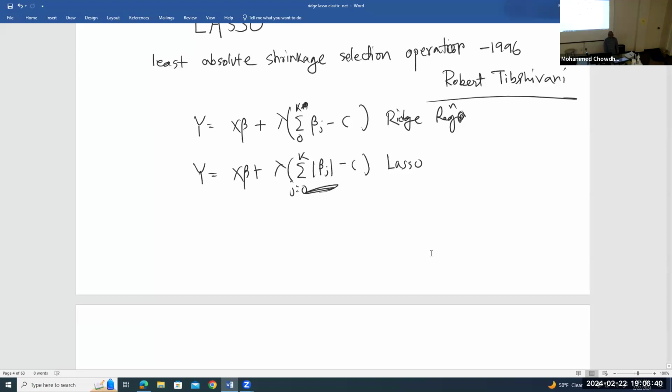You understand, right? So what is this? The ridge regression penalty is this, the sum of beta j square, j takes values 0 to, suppose, k. On the other hand, in Lasso regression, that is beta j absolute, j goes 0 to k. This is the difference. Clear?